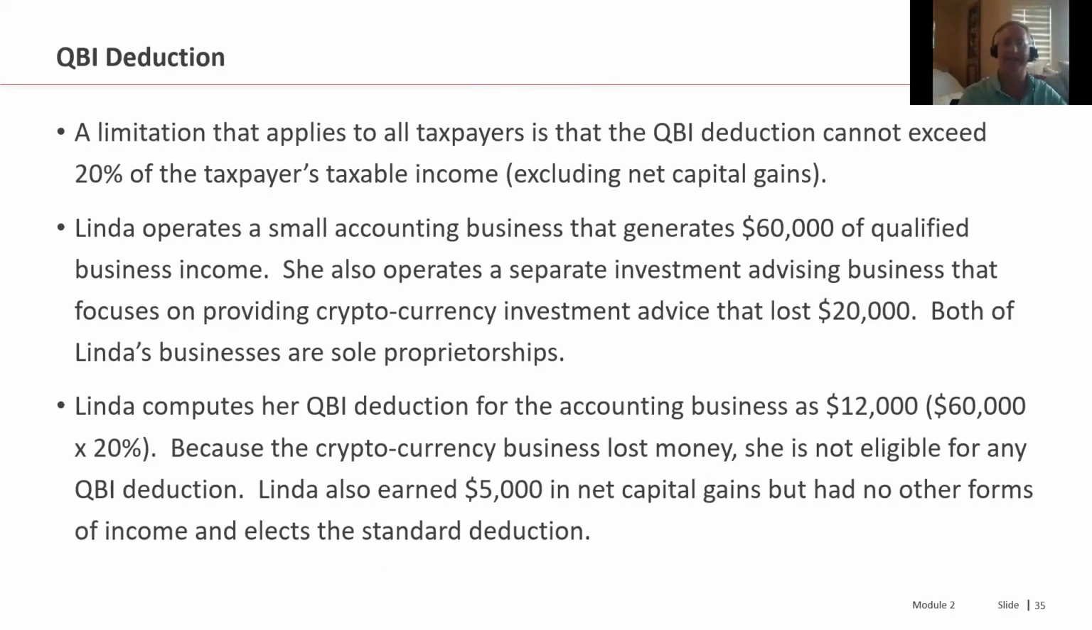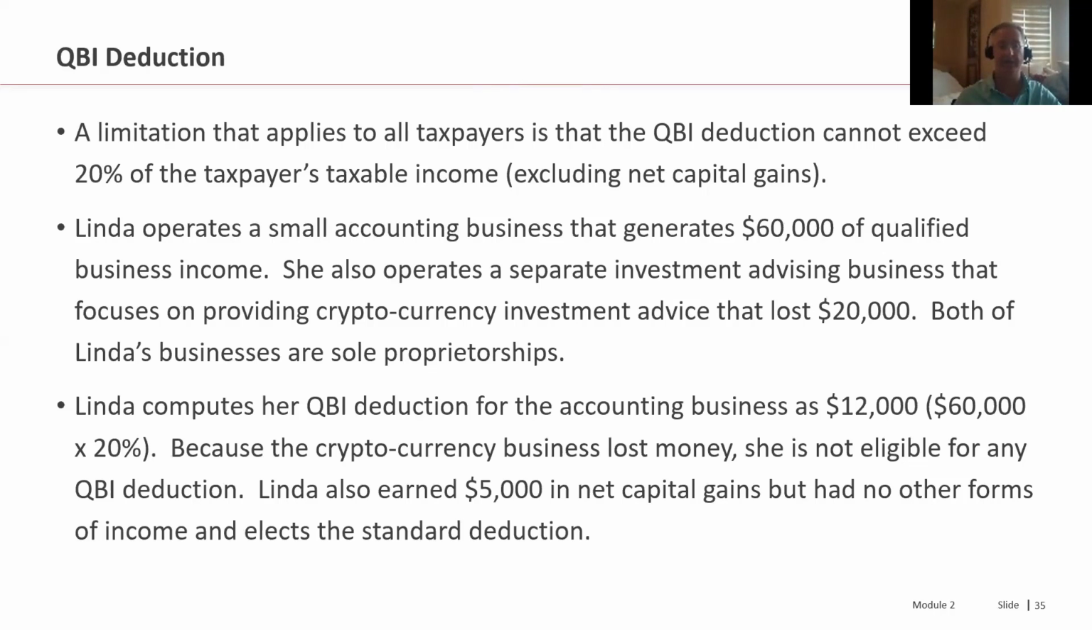So the limitation that applies to all taxpayers for the QBI deduction is that it cannot exceed 20% of the taxpayer's taxable income. And this taxable income is calculated excluding any net capital gains. Okay, let's do an example. So Linda operates a small accounting business, and that small accounting business generates $60,000 of qualified business income. She also operates a separate investment advising business that focuses on providing cryptocurrency investment advice. That business lost $20,000 last year. Both of these are sole proprietorships.